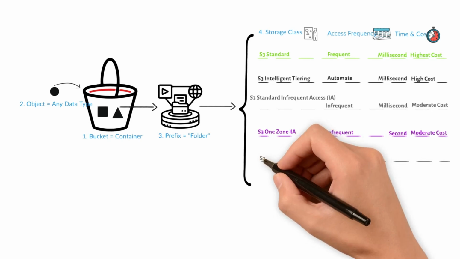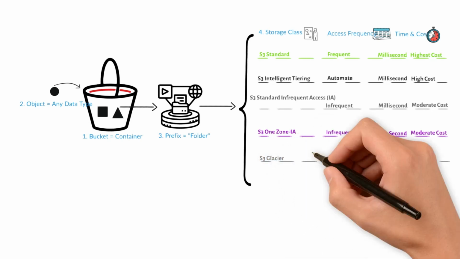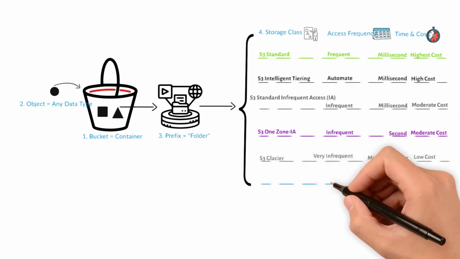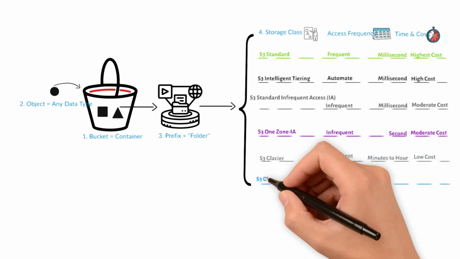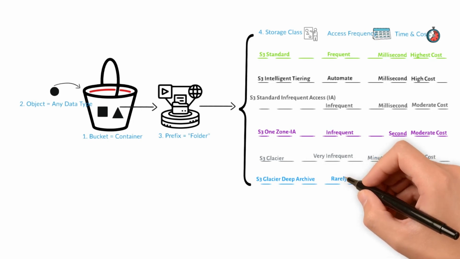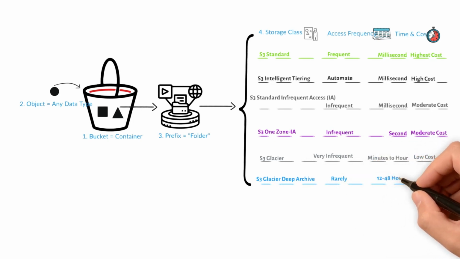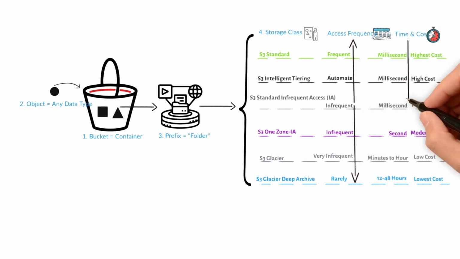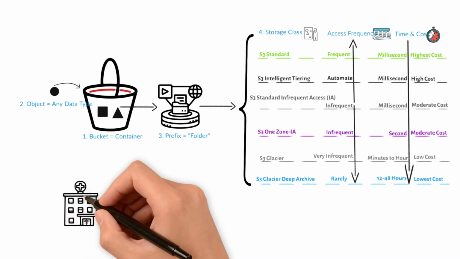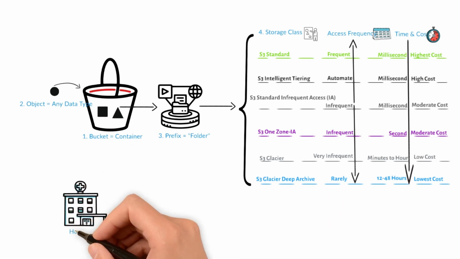Beyond that is archiving data. S3 Glacier is when you need your data in minutes to hours, but it's very infrequently accessed. And then you have Glacier Deep Archive, which is for rarely accessed data, and you can retrieve it in 12 to 48 hours. So depending on your access frequency, retrieval time, and cost, you can choose one of the storage classes for your objects.